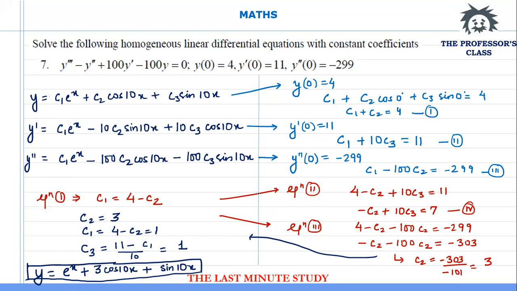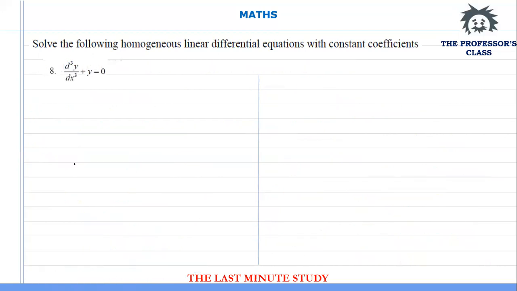Now let's try to solve the next question. Okay, this is also a question with 3 roots. So the auxiliary equation over here will be equal to m cubed plus 1 is equal to 0. If I take m equals to minus 1, obviously I'm going to get this equal to 0.